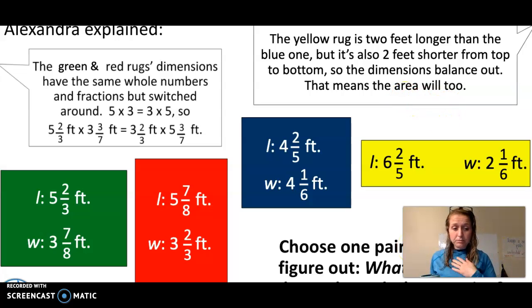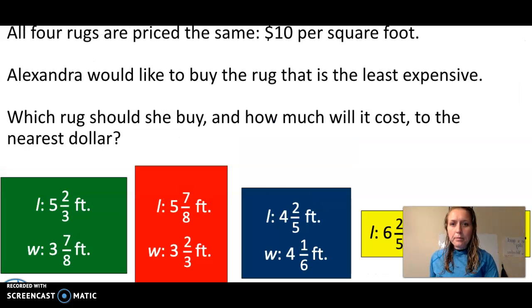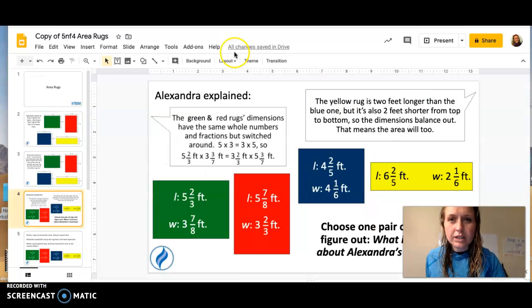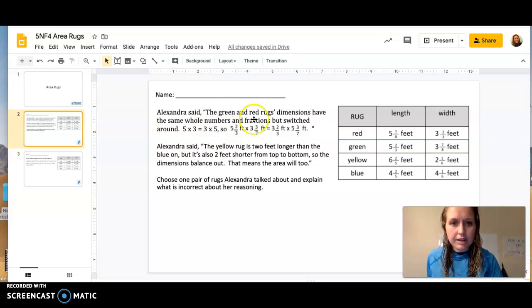You are going to choose one pair of rugs and figure it out. What is incorrect about Alexandra's reasoning? If you need to, you'll take a screenshot. But first, that's your first job. On your sheet, it looks like this. The green and red rugs' dimensions have the same whole numbers. This is where you figure out: choose one pair of rugs Alexandra talked about and explain what is incorrect about her reasoning. So you're going to stop it right now, and I want you to try and figure that out.